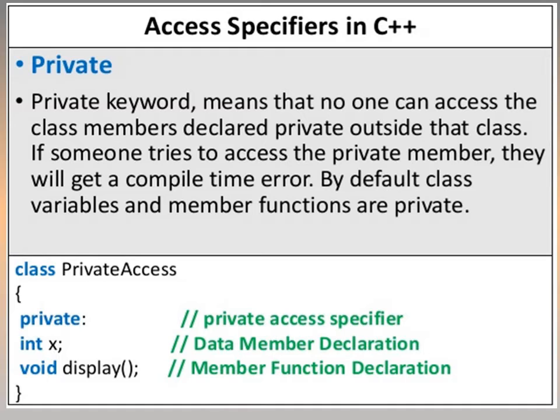See the example, class private access. In the body of that class, we write private, that is the access specifier. Under that we declare the variable int x and we declare the function, that is void display. So the data member int x and the member function void display are declared under the private access specifier.